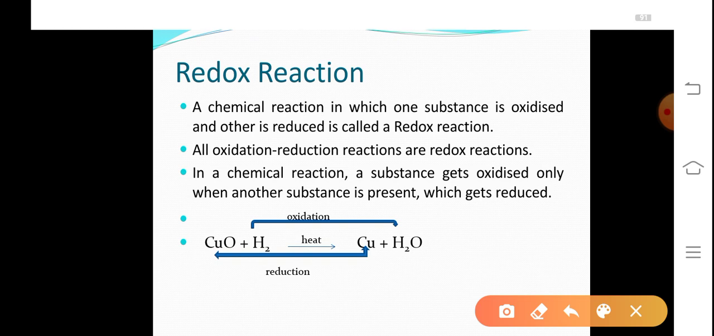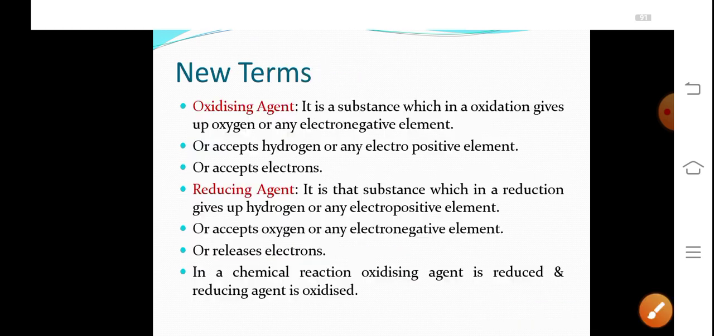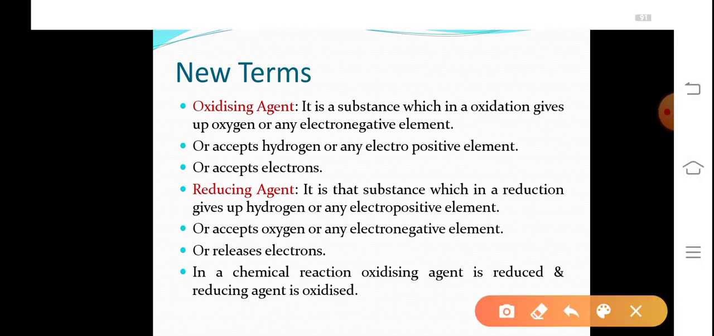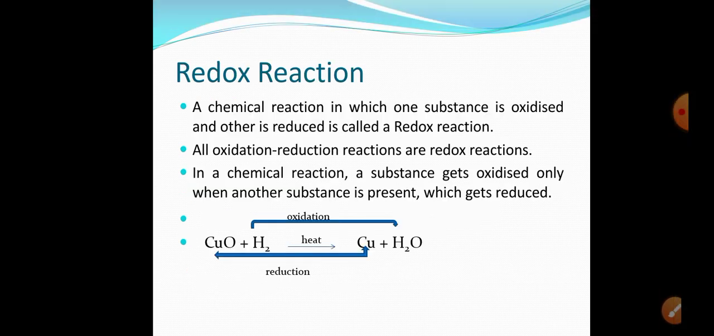Now let us learn more about these new terms. Oxidizing agent: it is a substance which in an oxidation gives up oxygen or any electronegative element. Or we can say that an oxidizing agent is an agent which accepts hydrogen or any electropositive element, or accepts electrons. So, in this equation, copper oxide, which is reduced, is an oxidizing agent. Why? Because it has given its oxygen.